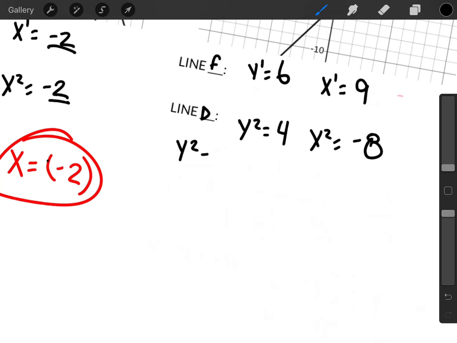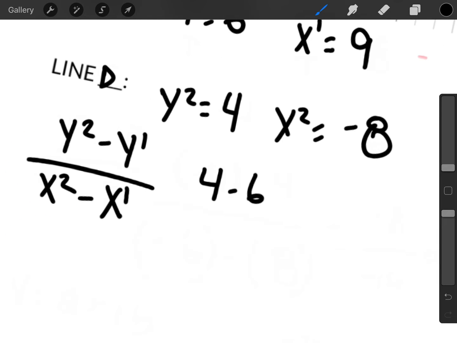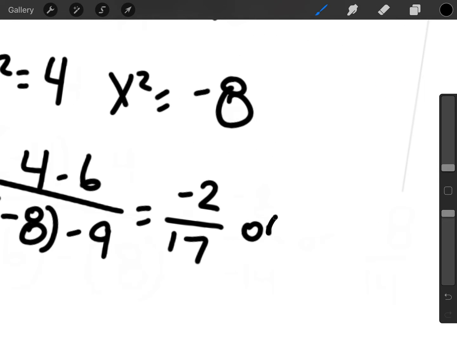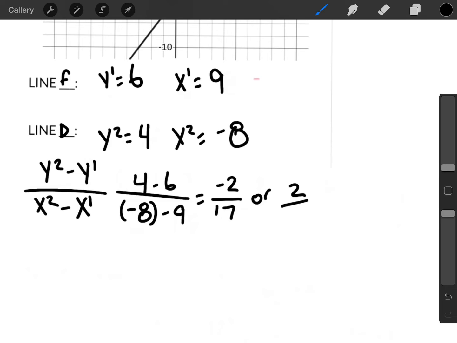Again, the formula is y2 minus y1 over x2 minus x1. I have to then put in my variables, which would be 4 minus 6 over -8 minus 9, which gives me -2 over -17. That should say negative, but it doesn't. So since they're both negative, I can turn that into both positive because both negatives cancel each other out.